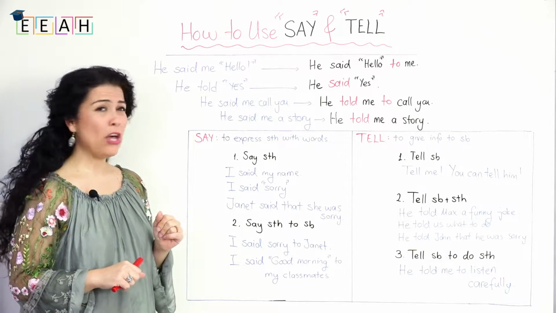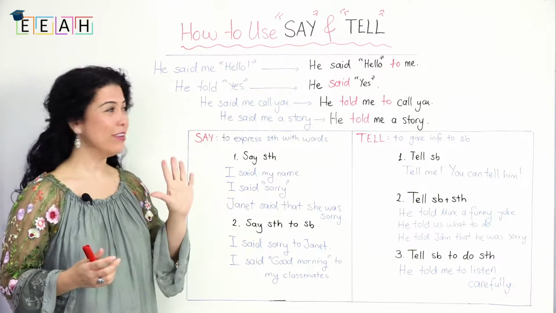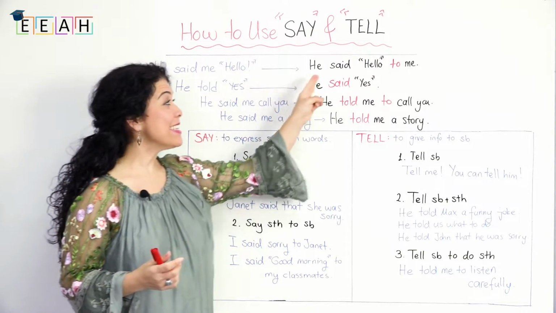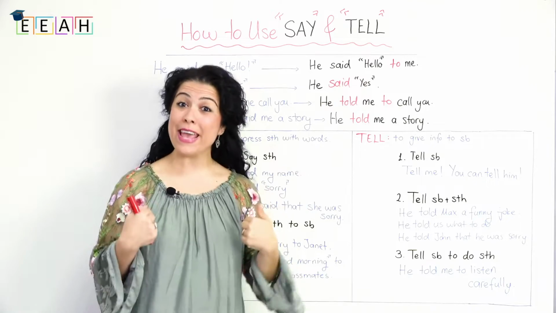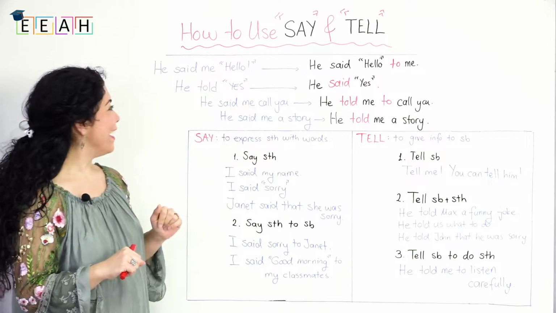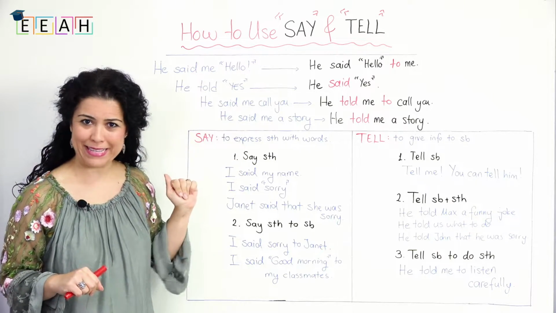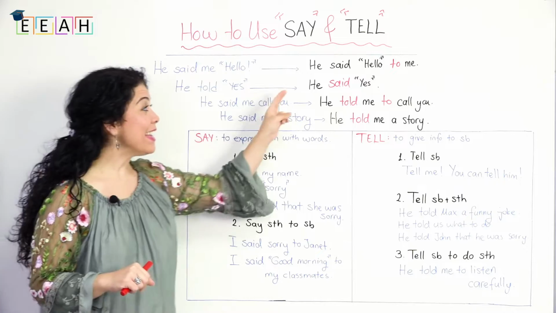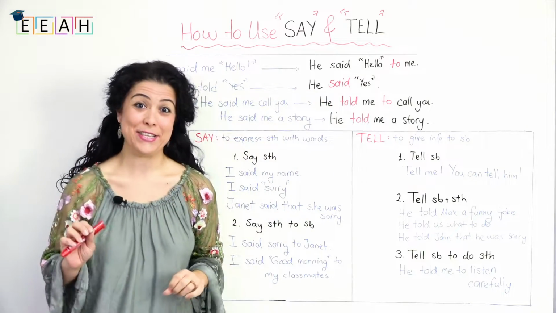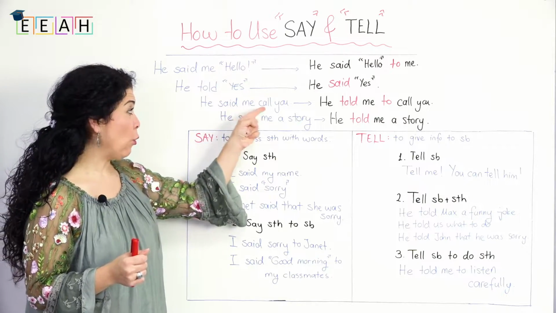He said me hello. This is wrong. We never say this. You should say, he said hello to me. And another one, he told yes. This is another mistake. You should say, he said yes.